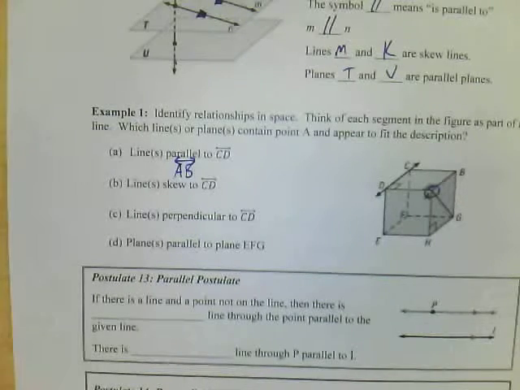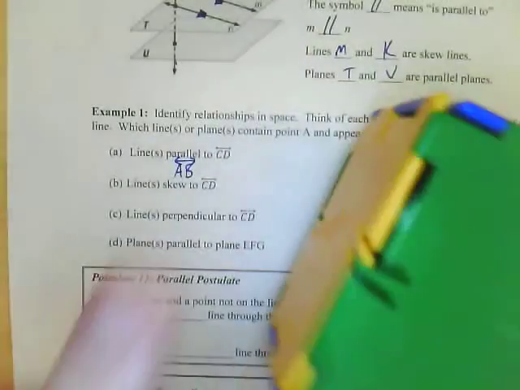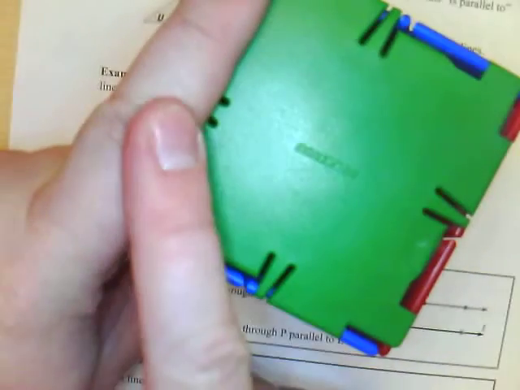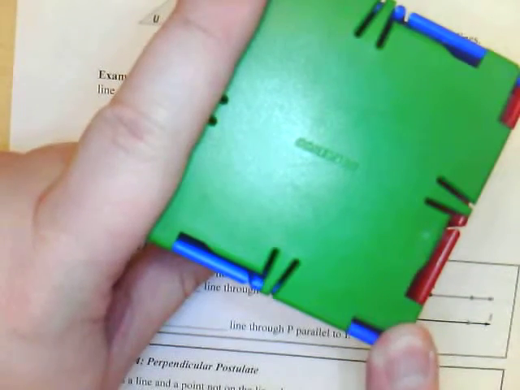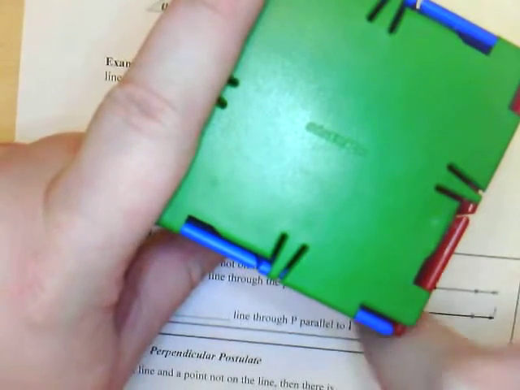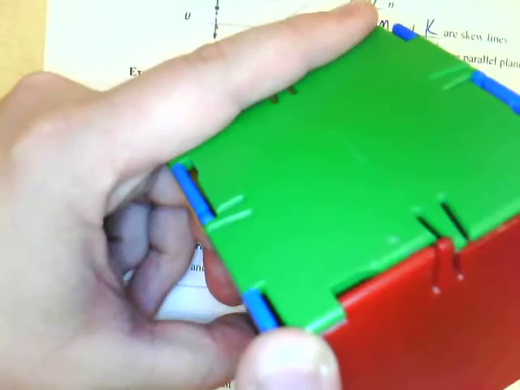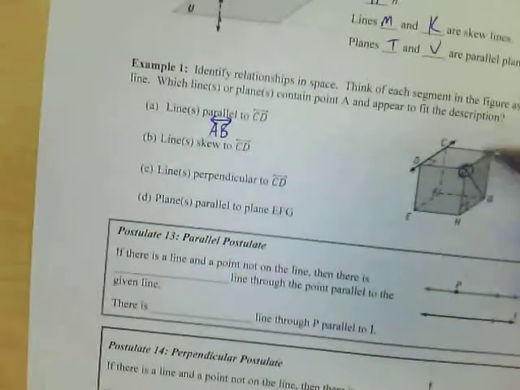If we want a line skew to CD that goes through point A, so again, we're talking about this line and this point right here. Well, if we want a line skew to this one and that goes through this one, well, it's going to have to not be parallel but also not intersect. It's going to have to be this line right here going down the side. So if we look at these two lines, you can see that they are not going to touch and they are also not parallel to each other. So that's going to be AH, this one right here.